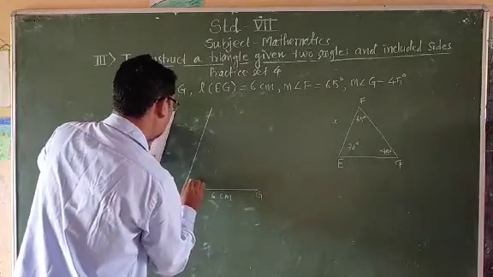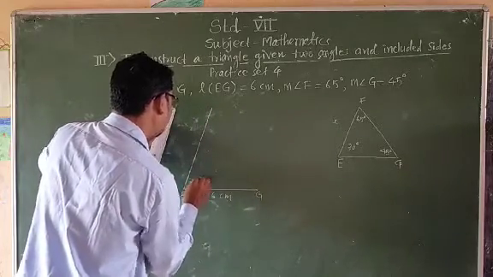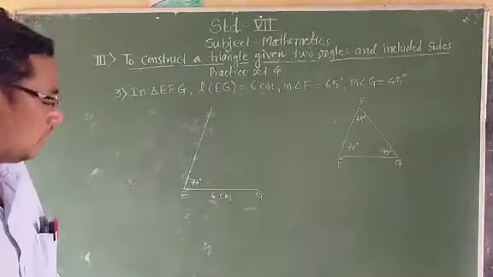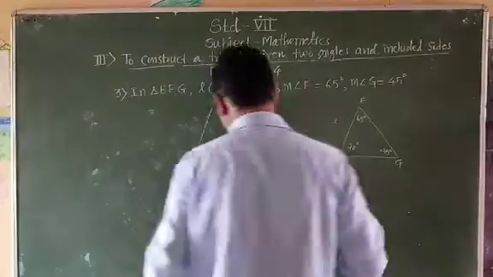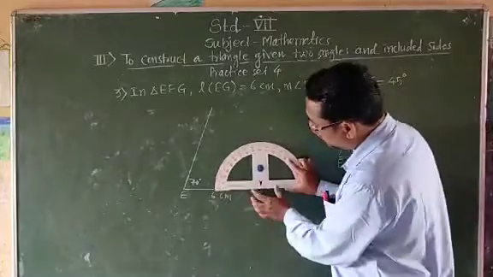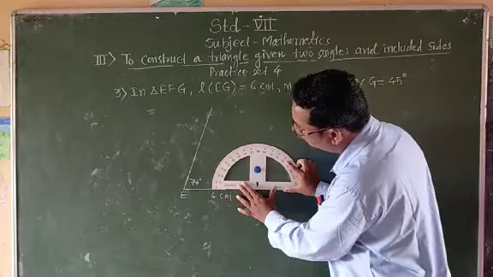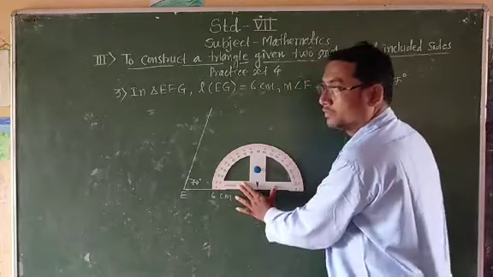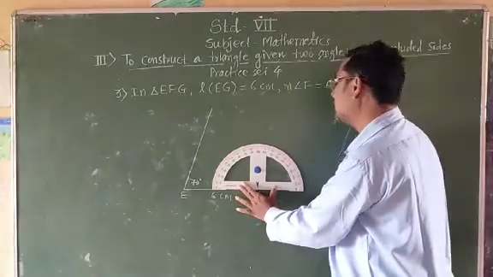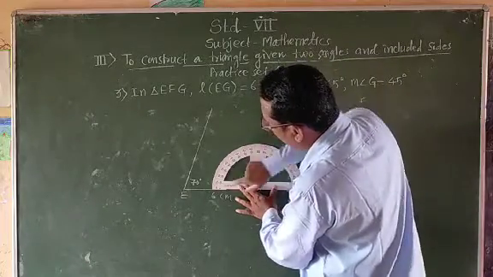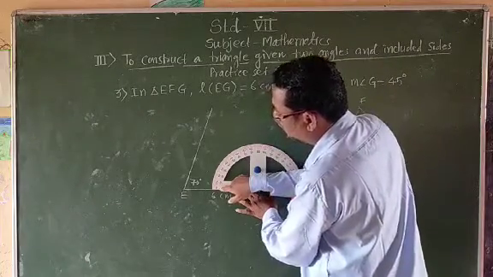Okay, 70 degree. Now angle G. Here I am putting the pointer of this protractor on the point G and it should be parallel. Okay, keep the protractor properly, otherwise you will not get the correct measurement. Now 45 degree angle G, over 45 degree. Then count from the below one.